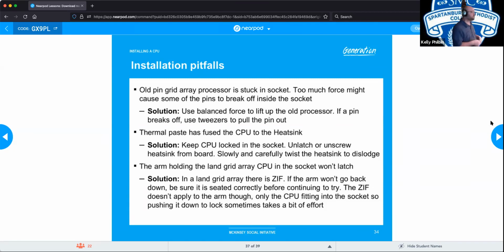The arm won't latch. If the arm won't go all the way down, there is a possibility that the chip is not seated properly. So you might need to come out and verify that the chip is seated right, and you are good to go at that point. A moderate amount of effort may be needed to push the arm down, but you should not have to bear down on it to make it lock into place.